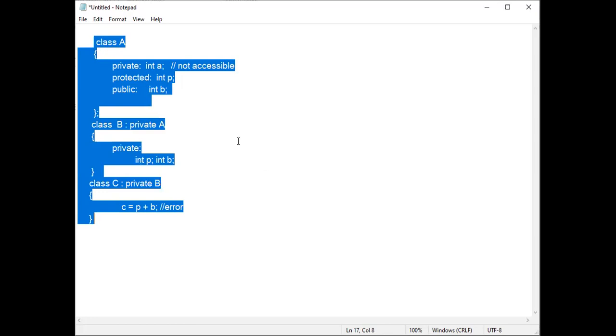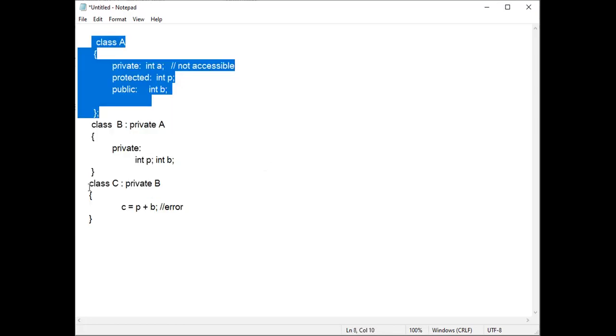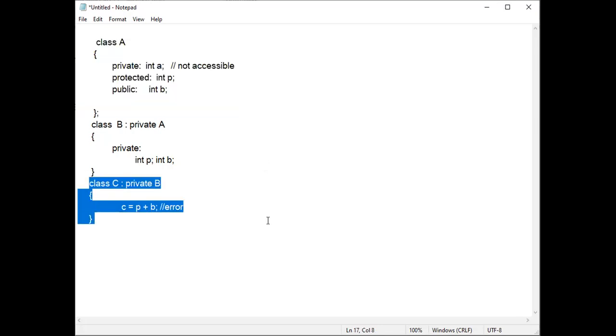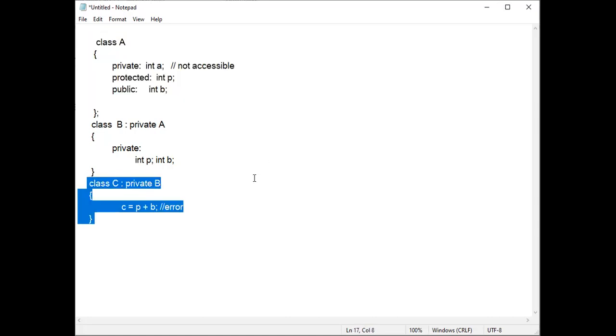In case of multi-level inheritance, from the original, initial base class, we try to take the data to the third class, that means class C. From class A, we are trying to take the data to class C. If we are taking it like that, we should see whether we are getting an error or not. So we will get an error.